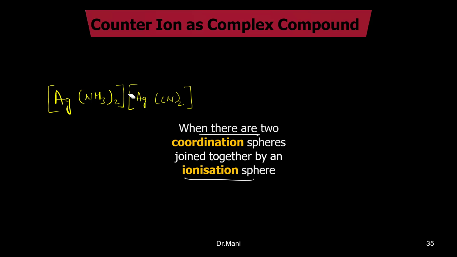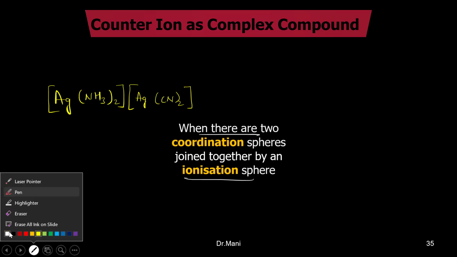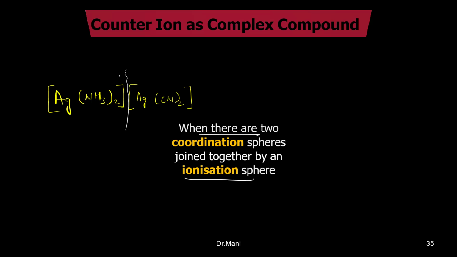If you see here, I can break this down. If I break it down, this will be a positive charge and this will be a negative charge. So when there are two coordination spheres, this is one coordination sphere and this is the other coordination sphere. They are both joined by the ionization sphere. That means this is an ion, this is an ion, both are opposite ions, so they join together. Understood?